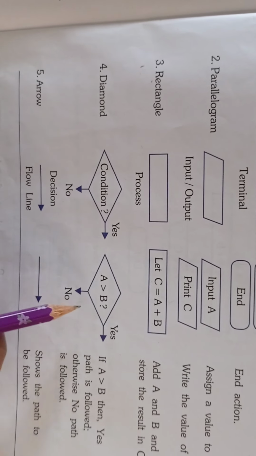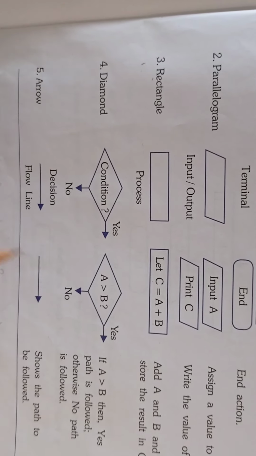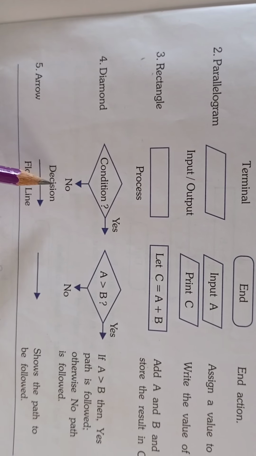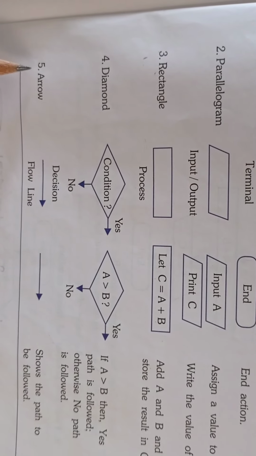Yes or no, otherwise is equal to. ऐसी कोई भी condition होती है तो उस टाइम पे हम इस decision का use करते हैं. Next we have arrow.